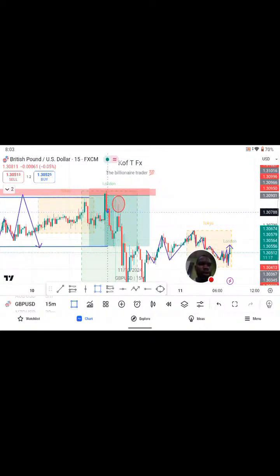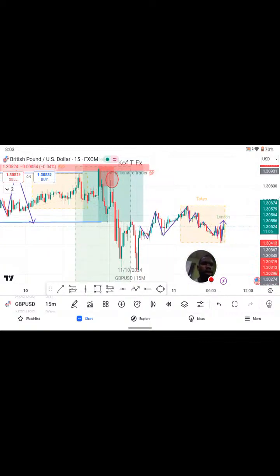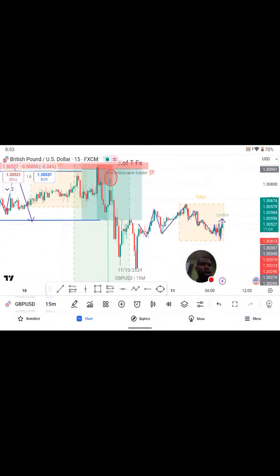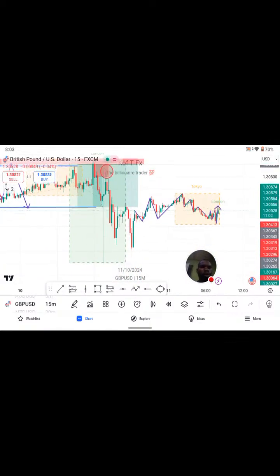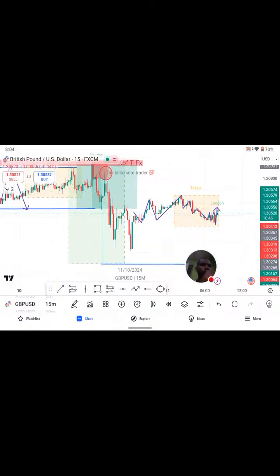to this zone, this POI. Price went up to mitigate this POI, and after that, a break of structure should have happened, taking out this external liquidity. So this is the target for that break of structure and for that mitigation. This is the target, the external liquidity that needs to be taken out, which hasn't been taken out.